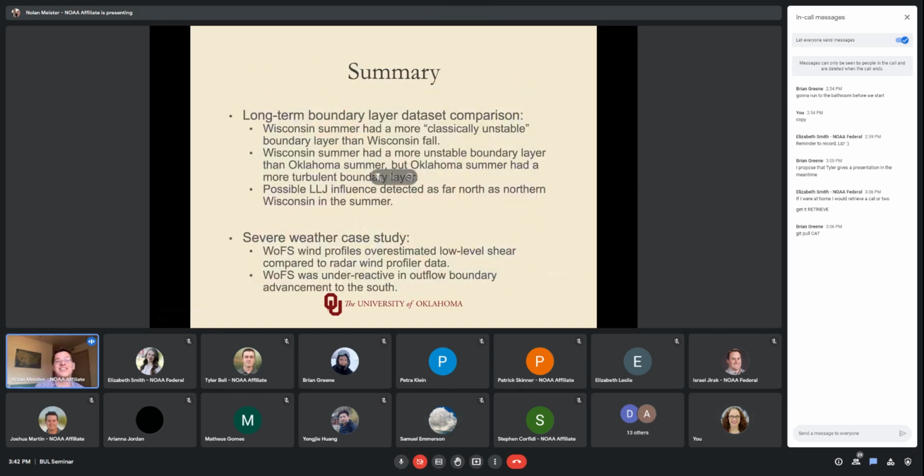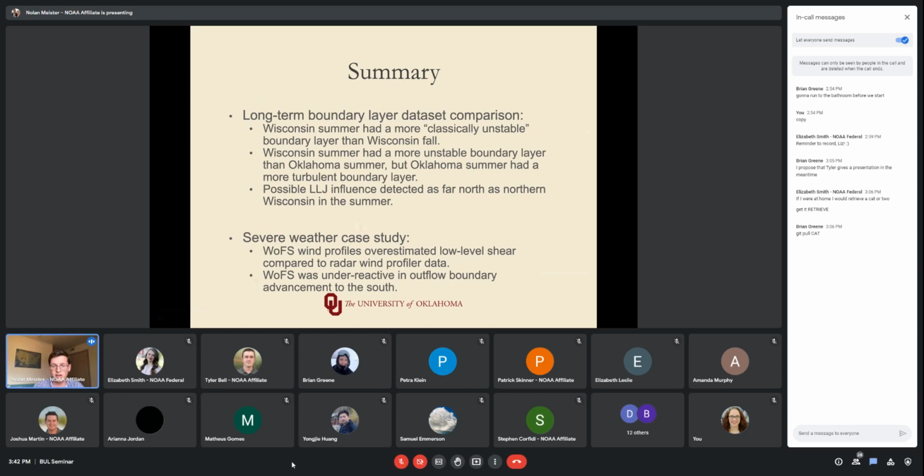Whoops. Okay, so in summary, in the long-term boundary layer data set comparison, we can see that in Wisconsin in the summer, we had a more classically unstable boundary layer than Wisconsin in the fall. And we had a more classically unstable boundary layer in Wisconsin in the summer than Oklahoma in the summer, but Oklahoma in the summer had a more turbulent boundary layer. And then there was a possible low-level jet as far north as northern Wisconsin in the summer based on remote profile data.